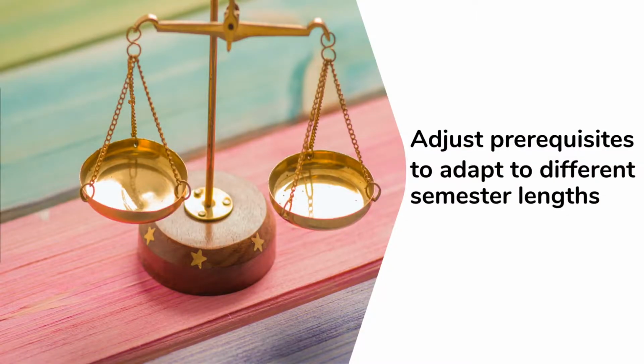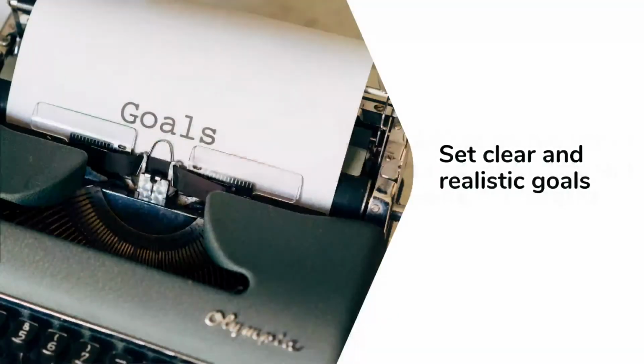Adjust prerequisites to adapt to different semester lengths. If you have a longer semester, reduce the technical prerequisites as students will get enough time to develop those. If you have a shorter one, then increase the prerequisites so that the students are technically well equipped to tackle the problems. Set goals that are feasible to accomplish within the limitations of the course.